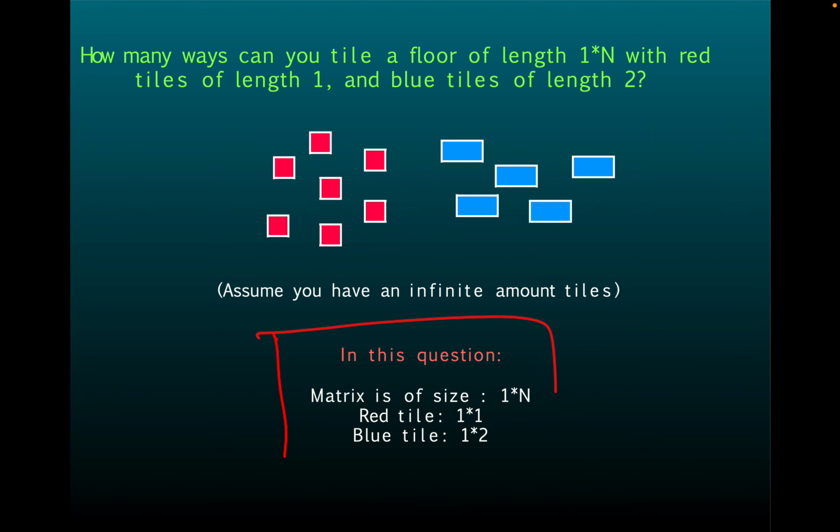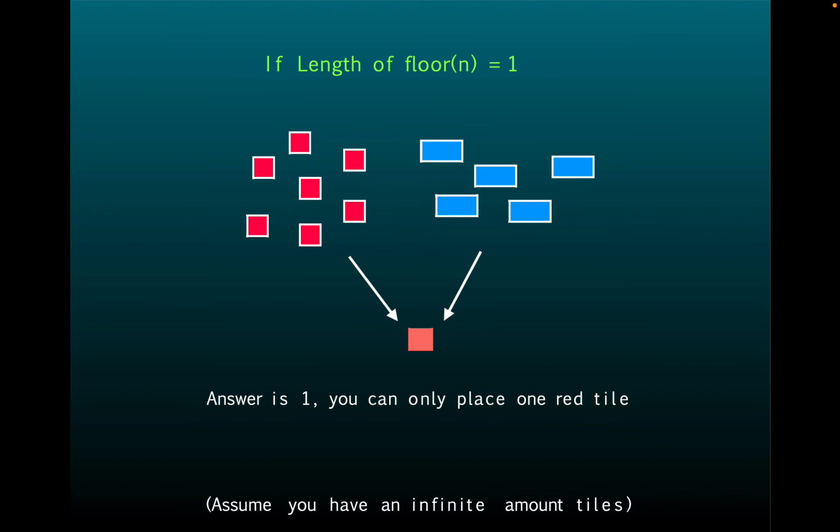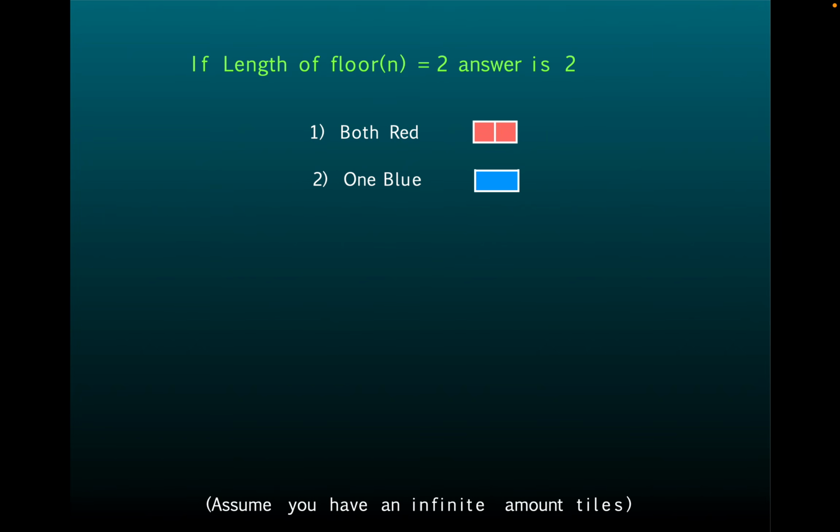Again, the question template is similar. Matrix is given, tiles are given. Now, if there was only one box, the answer here will be simple. You can just place a red tile, not blue. Answer will be 1. If the floor size is 2, what will be the number of ways? The number of ways here will be 2. You can either place 2 red or just 1 blue.